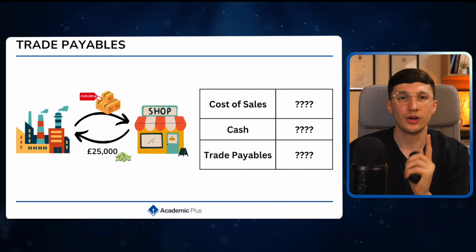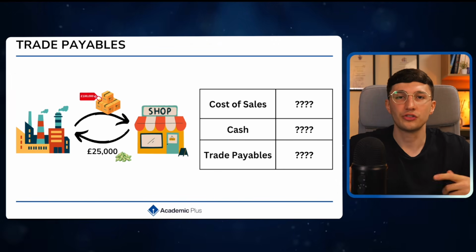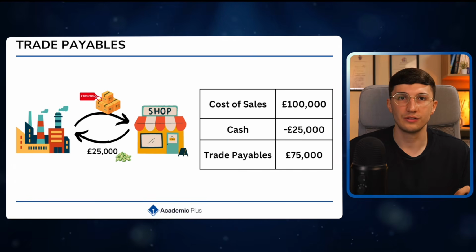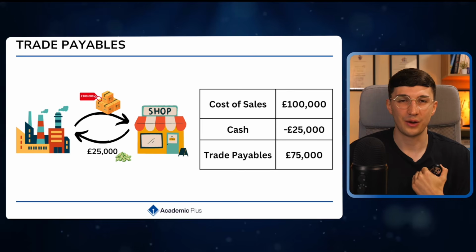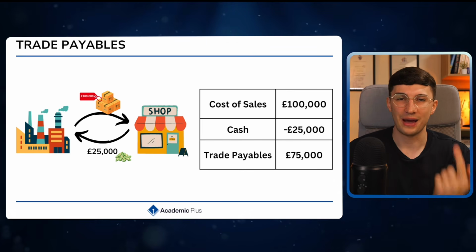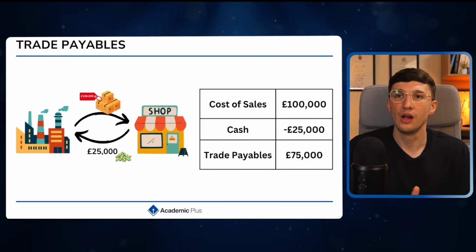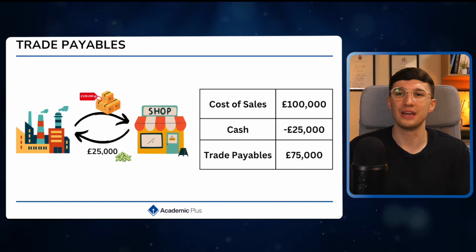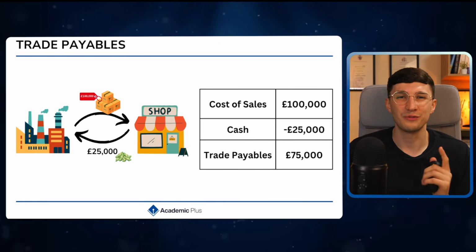Now, when we look at what my trade payables is, it's just how much do I have to pay them? What's the remaining amount to my creditors? Well, if they've given me £100,000 worth of raw materials, I've only paid them £25,000 so far. The rest that I owe them is £75,000, which therefore would be £75,000 of trade payables.